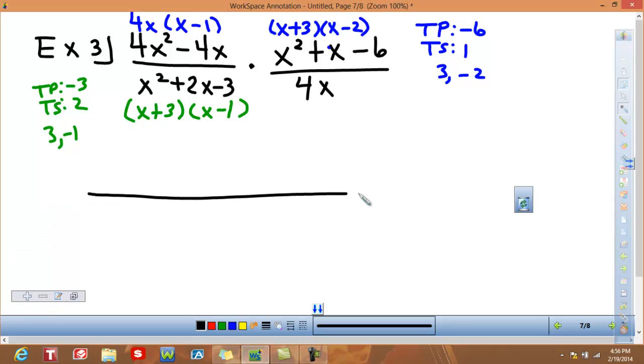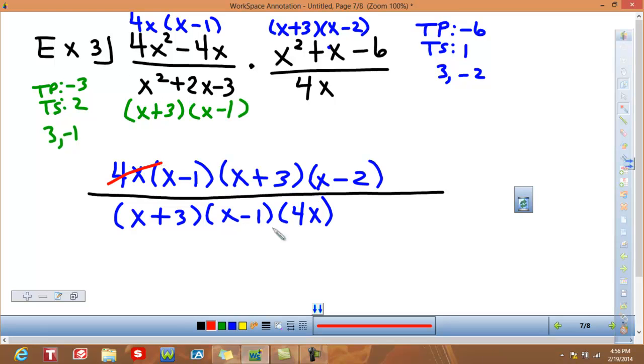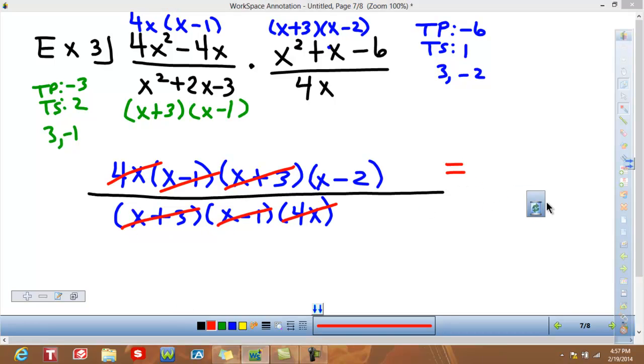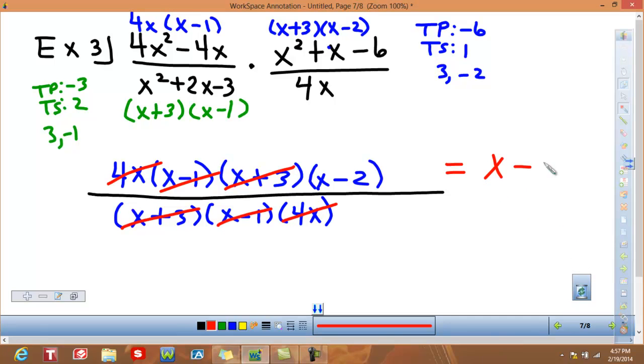So I will replace my original expressions with their factors. Now we notice that 4x will reduce with 4x in the bottom. X minus 1 will reduce with x minus 1 in the bottom. X plus 3 will reduce, and we are left with x minus 2.